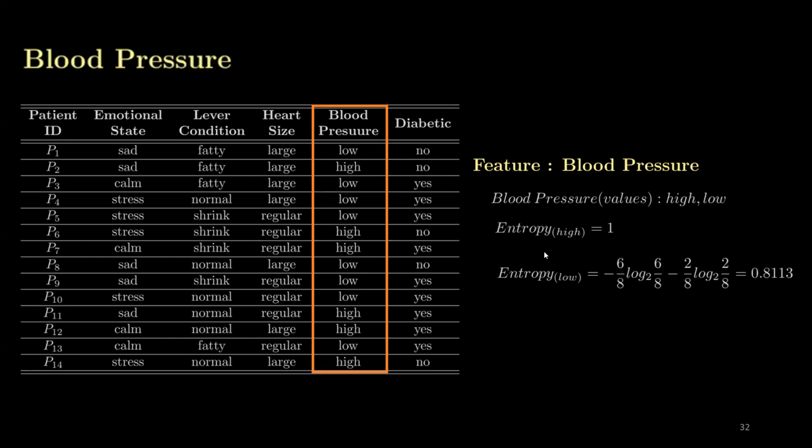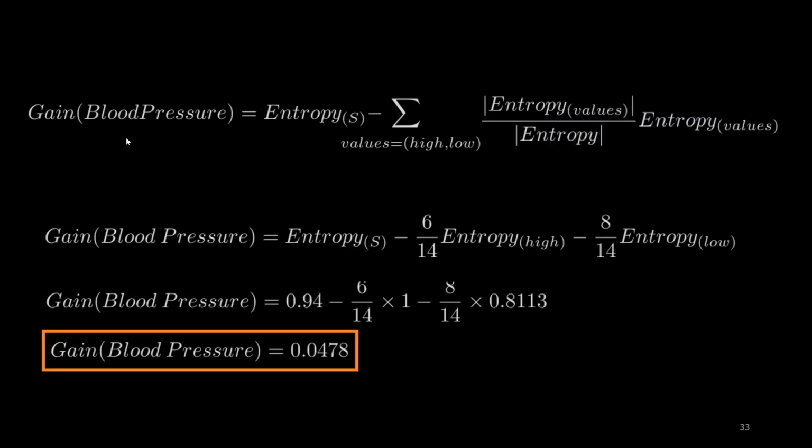Now the entropy has been calculated. It's time to get the information gain of blood pressure. So this is the information gain. We will have to find the weighted entropy and then subtract it from the entropy of the dataset, which we have already calculated as 0.94. Now, how do we find the weighted value of this entropy?